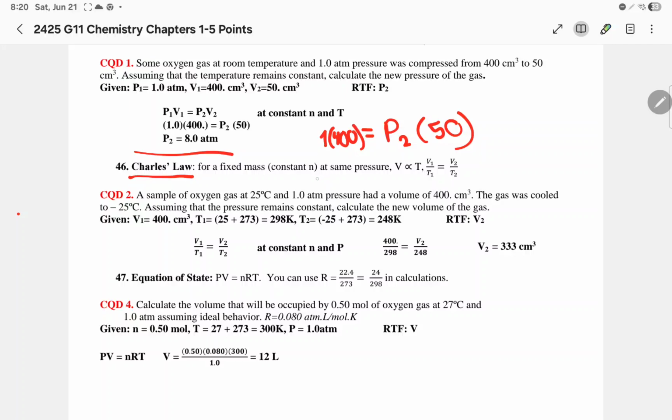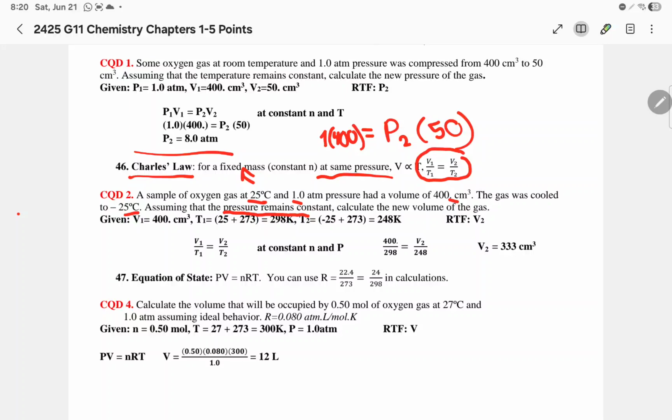Now we have Charles' law. Charles' law is where you have the same pressure. All of them for a fixed mass, by the way. But the only thing that changes is pressure, volume, temperature. So in the Charles' law, it's V1 over T1 equals V2 over T2. A sample of oxygen gas at 25 degrees Celsius and 1 atmosphere had a volume of 400. The gas was cooled to negative 25. So the pressure remains constant. So we know it's Charles' law.